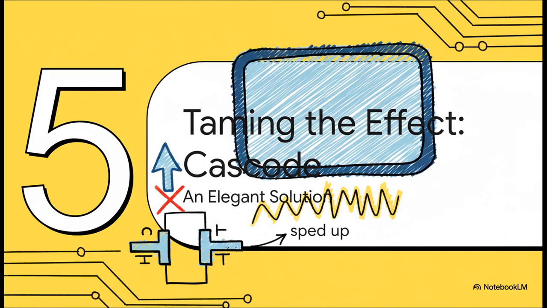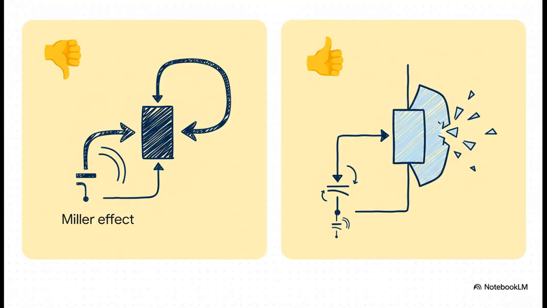Okay, so if the Miller effect is the villain holding our speed hostage, it's time to meet the hero of our story. A really clever circuit design built specifically to defeat it. The cascode architecture is just a brilliant piece of engineering. What it does is add a second transistor that acts like a shield. Now, the first transistor's output connects to a very low impedance point, which means its own individual gain is tiny. By basically isolating the input from the final high-gain output, we break the whole feedback loop. The Miller multiplication never even gets a chance to start.